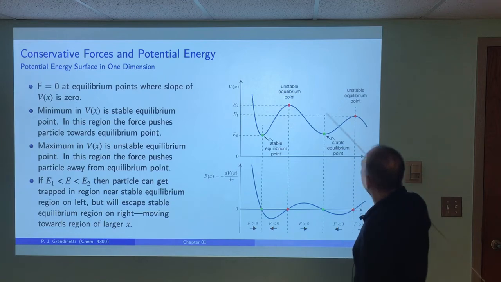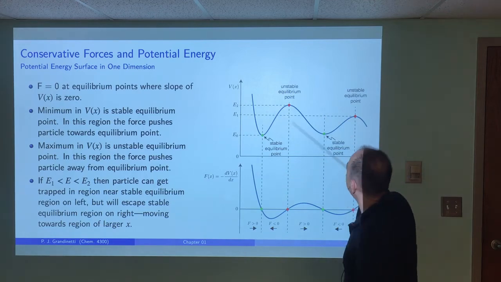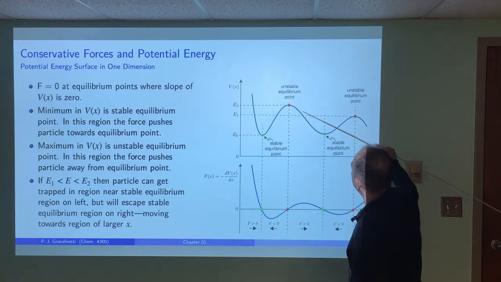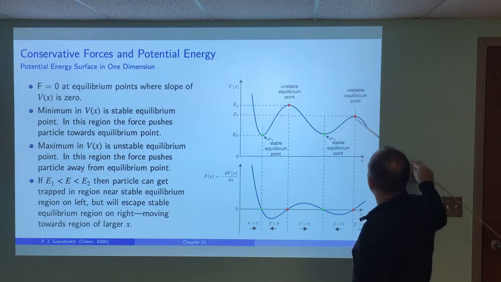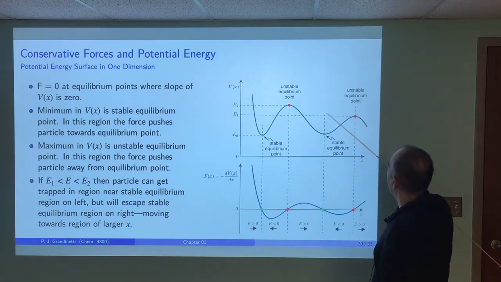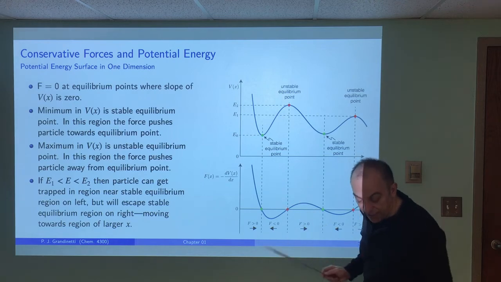On the other hand, if I'm on this side, then you can see that I'm not going to be able to get over this hump, but I will be able to get over this hump over here. So that means that if I'm on this side, I'm actually free to move out beyond this end of this plot here to higher values of x.